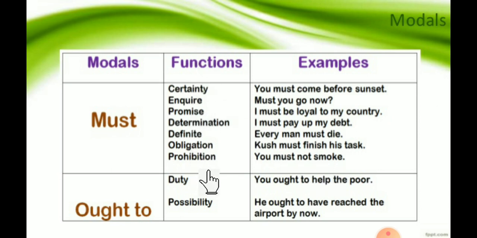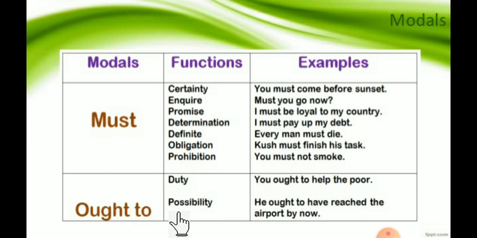Got it? Next, this is the last: ought to. Why are we using ought to? Suppose there is a duty or possibility. For these two things we are using ought to. First one, duty: you ought to help the poor. That is your duty. Everybody should help the poor. Everybody ought to help the poor. Got it? Because it's everyone's duty, not a single person's.